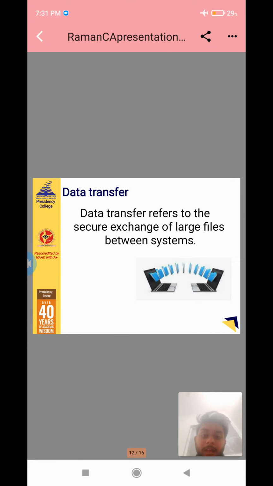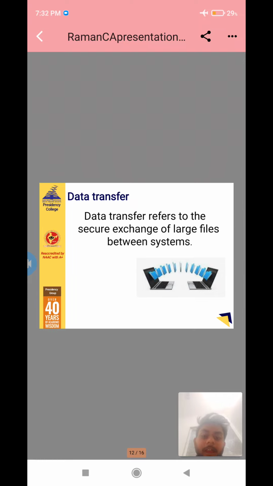Let's see what data transfer is first. Data transfer refers to the secure exchange of large files between systems or organizations. So we can transfer data from one system to another. This process is known as data transfer. You can see I have attached a diagram here. So it is basically data transfer.